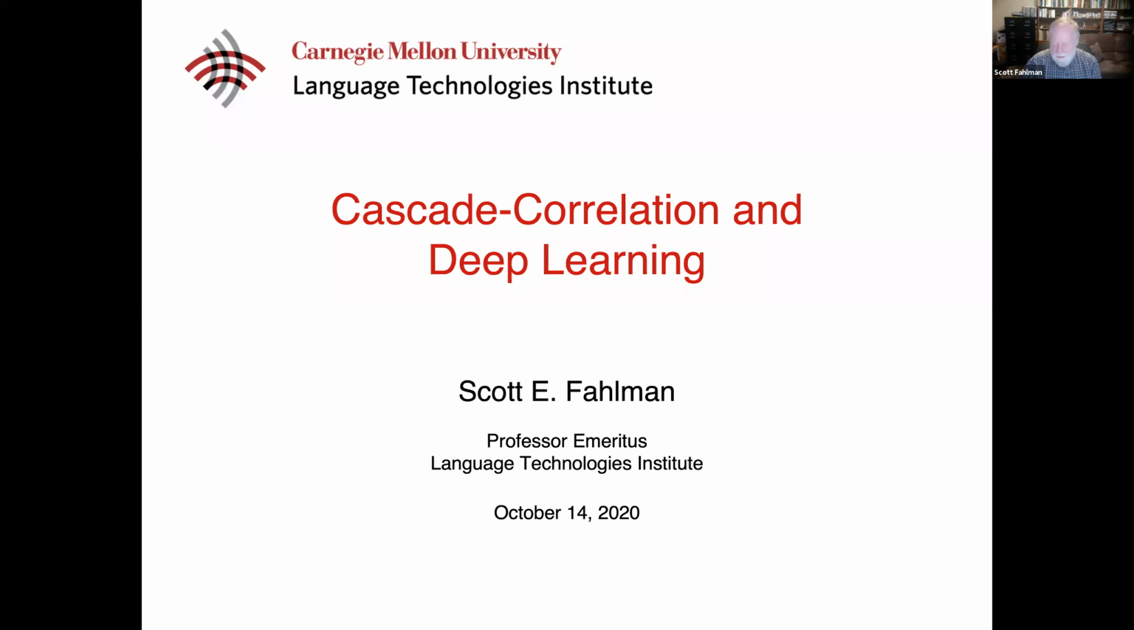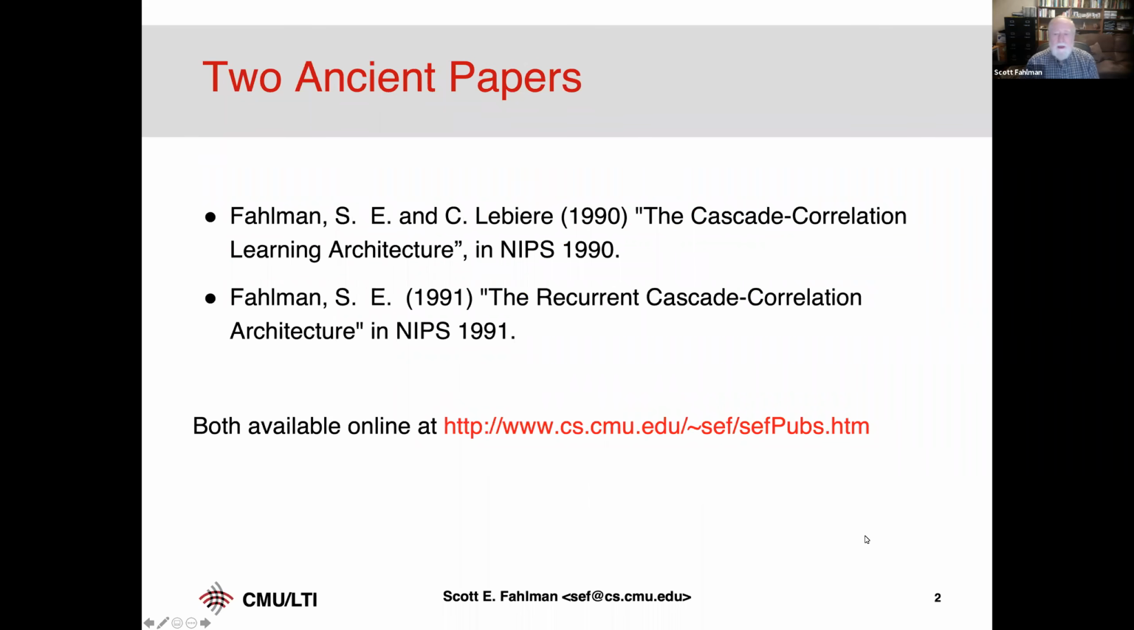It's always fun to give this lecture. I'll be talking about some work that's just about 30 years old, published in 1990 and 1991, on an algorithm I called Cascade Correlation, and a recurrent version of Cascade Correlation.